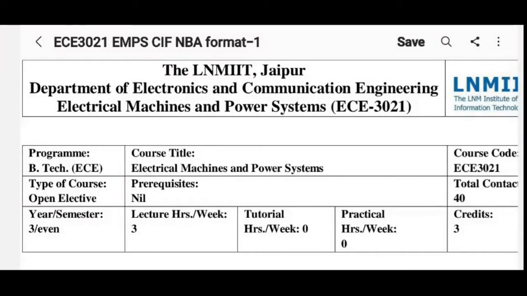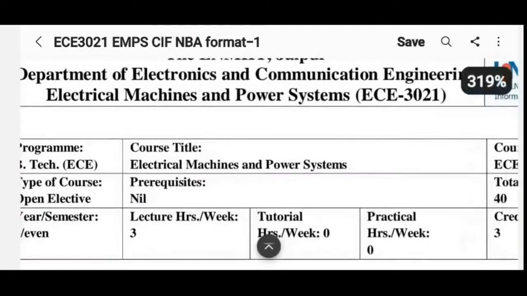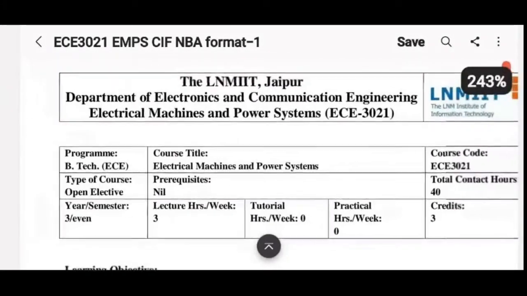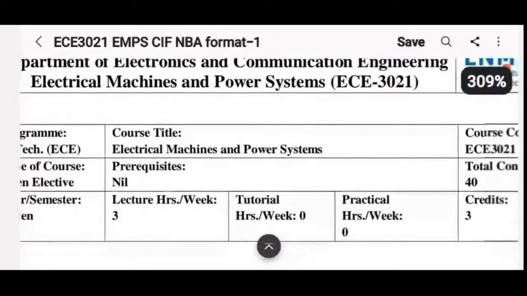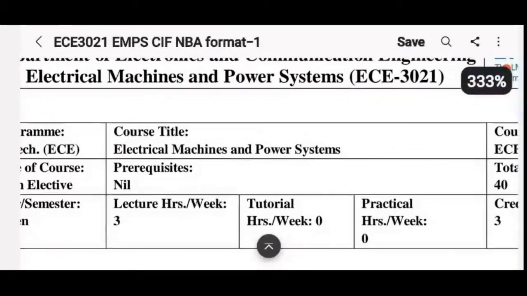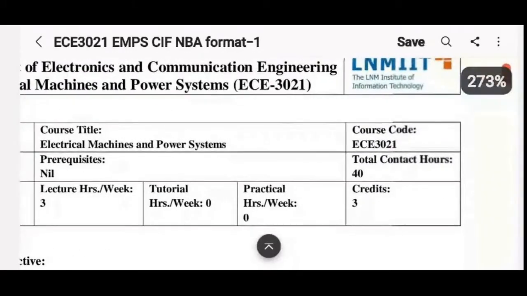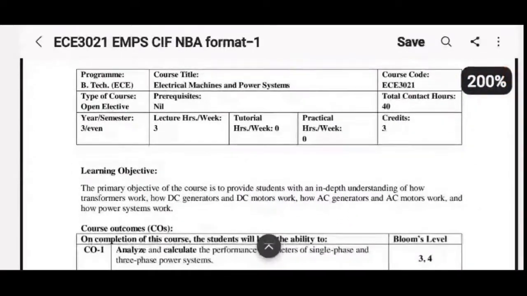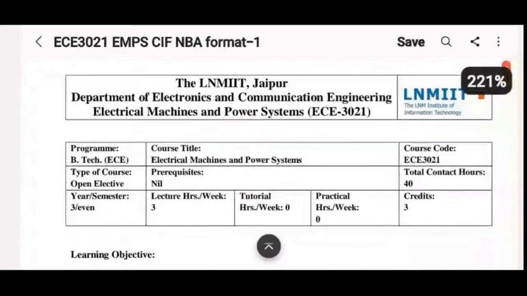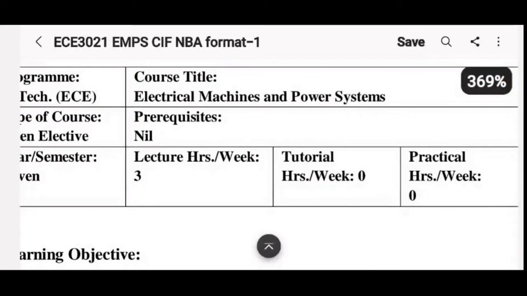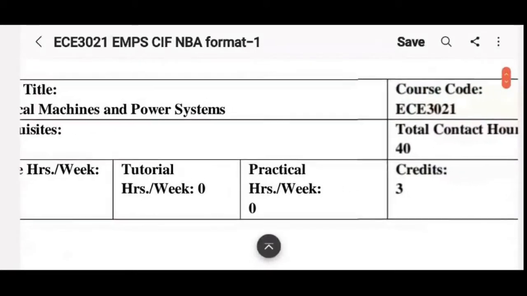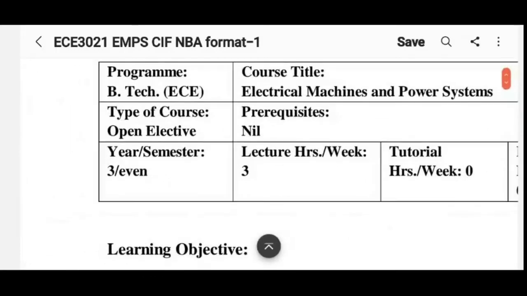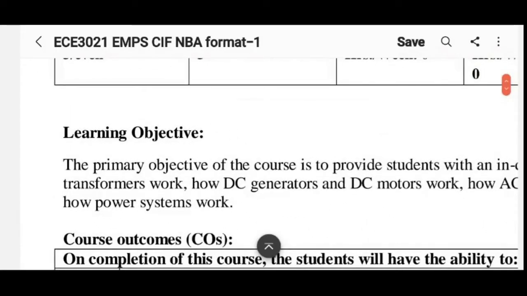Some basic information about the course that you typically expect in the CIF is given here. There is no lab associated with the course as yet. This is the objective.